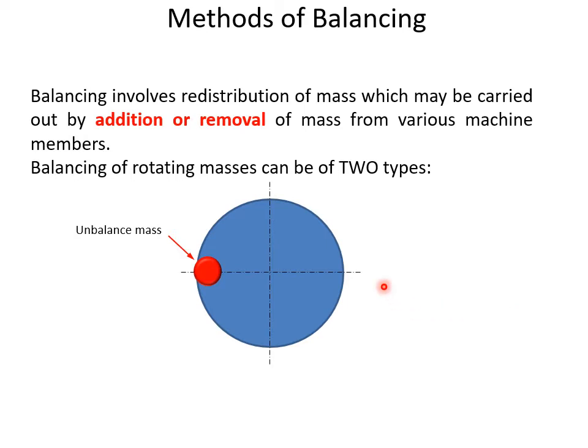So balancing of masses involves redistribution of mass, which may be carried out by addition or removal of mass from various machine members. Let us say that there is an unbalanced mass over here, and if we want to balance, we have to provide an additional mass at a suitable radius just opposite to the unbalanced mass. This is known as balancing by addition of mass. The other way is to remove this mass itself. We can drill a hole and remove the material. These are the two methods of balancing.